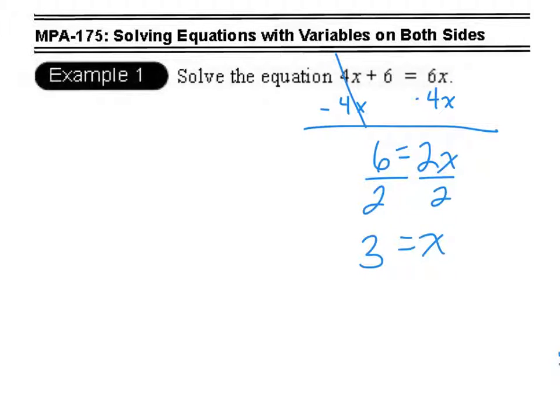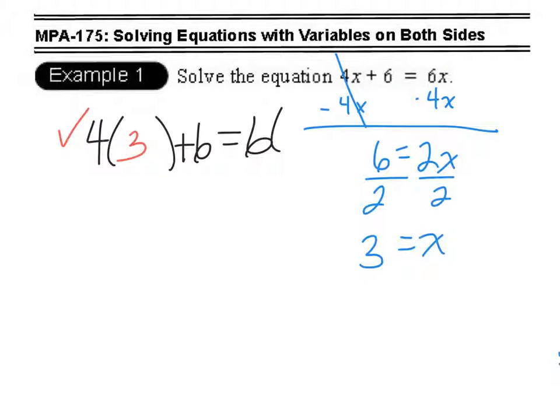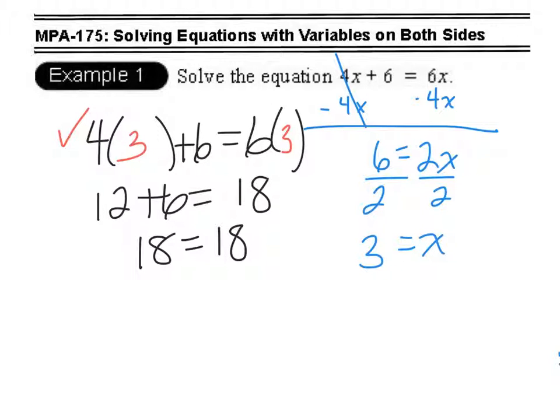It is always a good idea to check by substituting your answer back into the original equation. So I have 4 times my x that I found, which was 3, plus 6 equals 6 times the x that I found, which was 3. You can use a calculator for the check step, but I'm showing it. 4 times 3 is 12, 6 times 3 is 18, and 12 plus 6 is 18. 18 equals 18 is a true statement, so I know that x equals 3 was the correct answer.